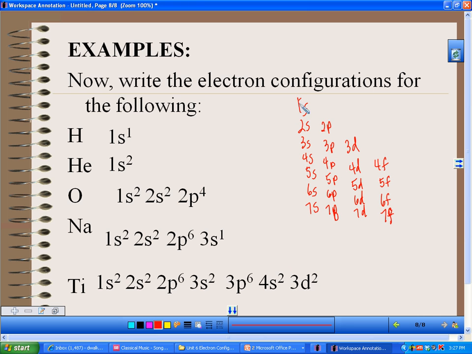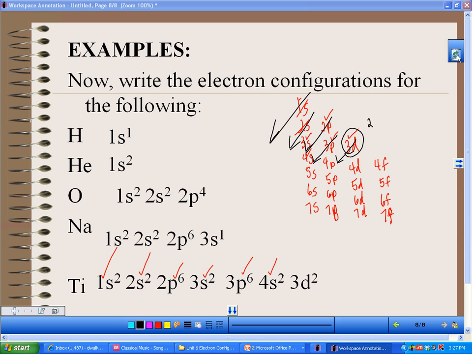Now, I only need to place 22 electrons. So here's my first 2. Here's my next 2. Here's my next 6. My next 3s, 3p6, and then I go to 4s next, and then back up to 3d, because remember, I'm following that order. And I only needed 2 there, so that's my 22 electrons. All right.